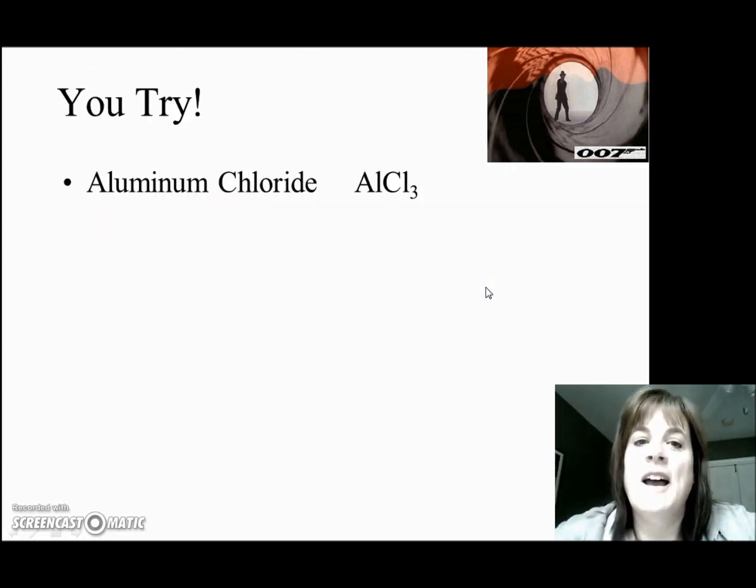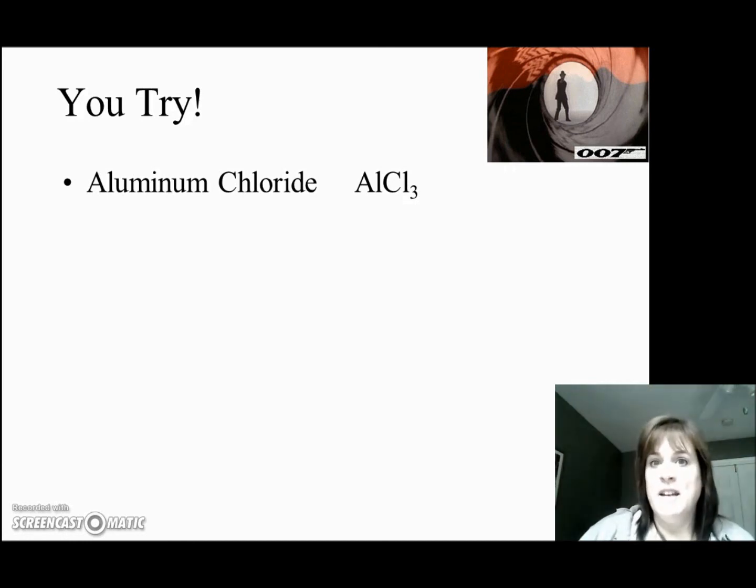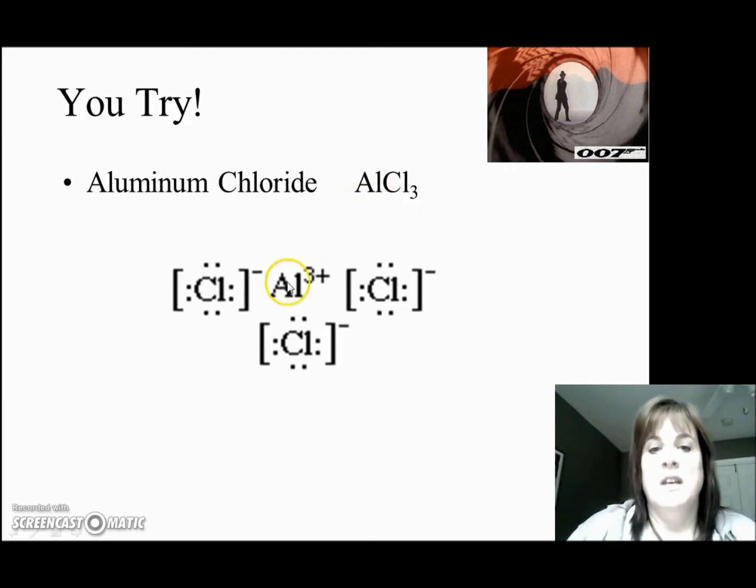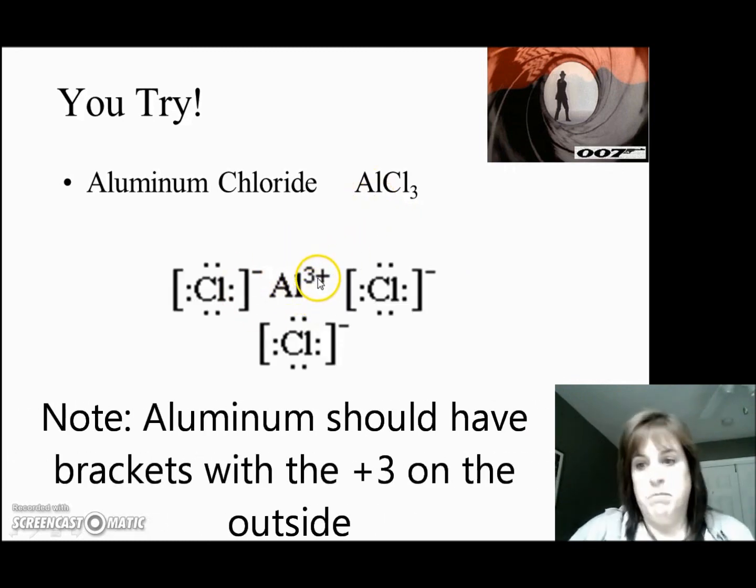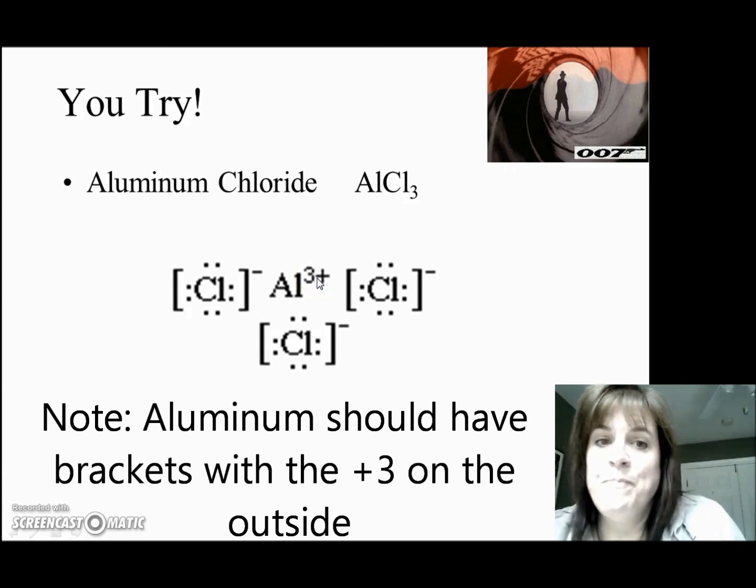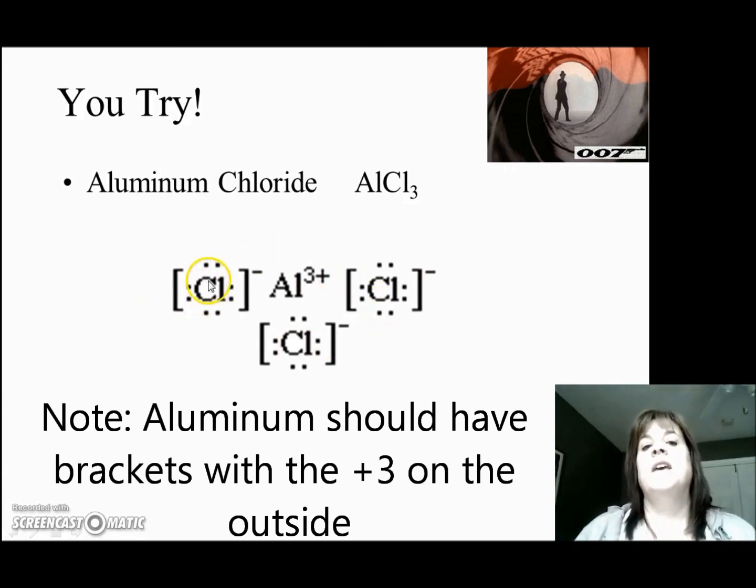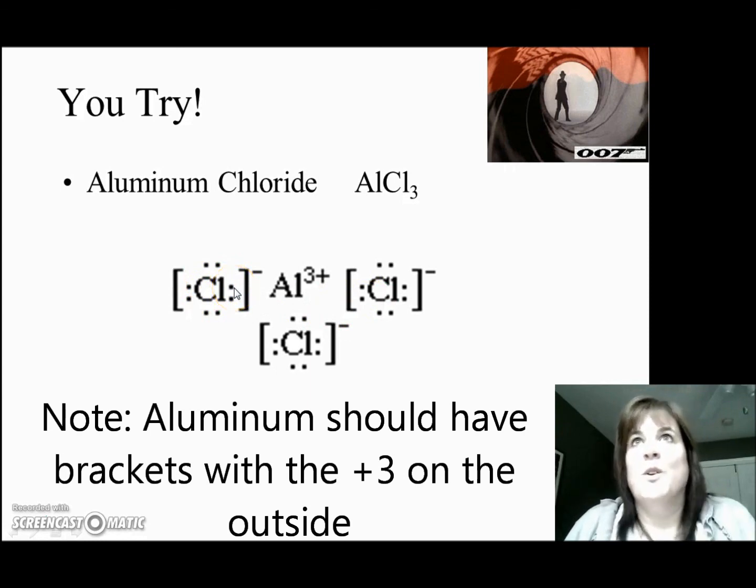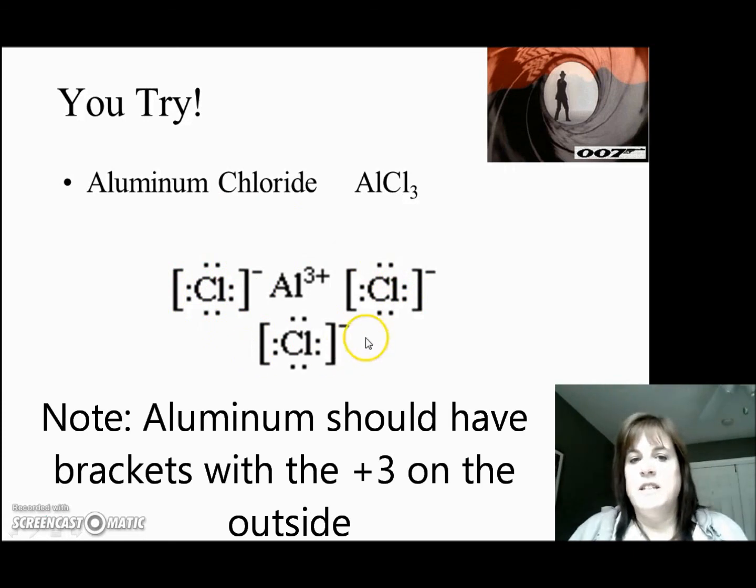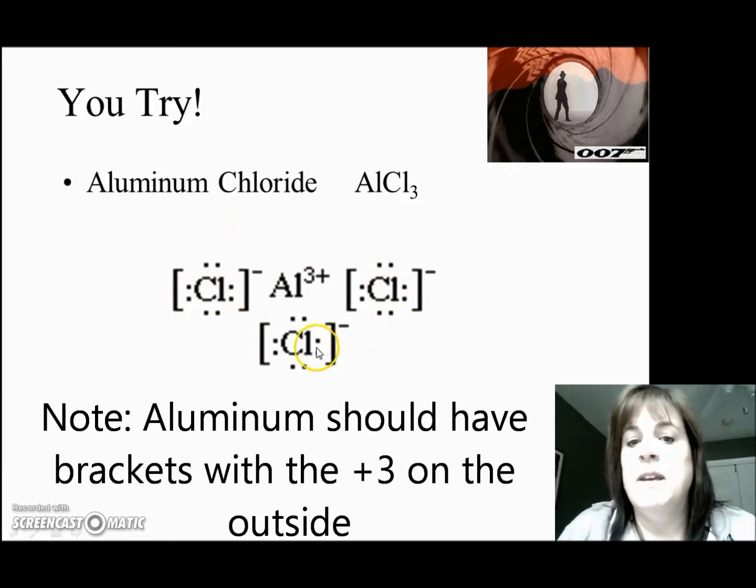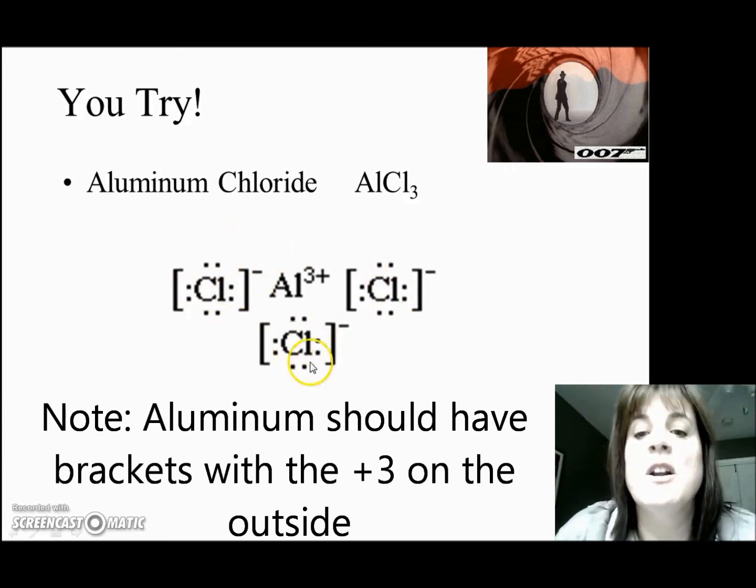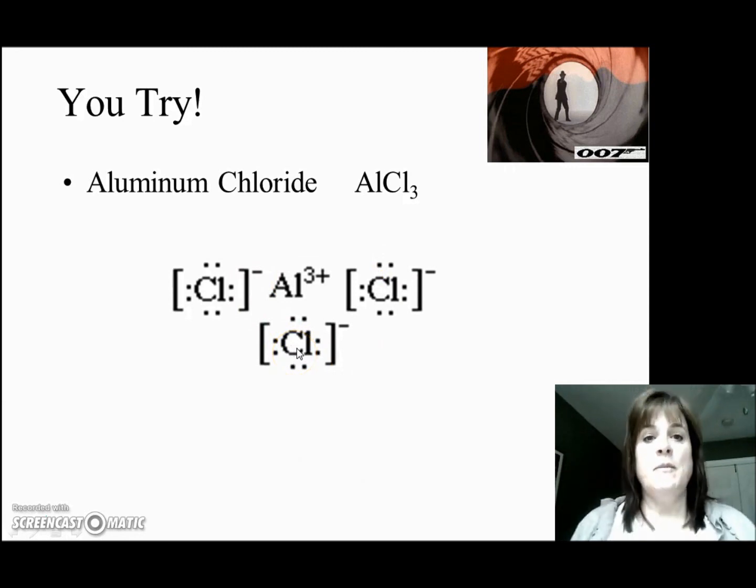All right, how about this one? Do aluminum chloride. Pause the video, see if you can get it right. Well, if you did this right, you wrote your aluminum and you put +3 because it had 3 to lose. And then you put all 8 dots around your chlorine atom, which is your nonmetal. Each chlorine had 7, so it could only pick up 1, so brackets with a -1. Now, you can write these chlorines around aluminum any way you want, as long as they're around the aluminum. How'd you do?